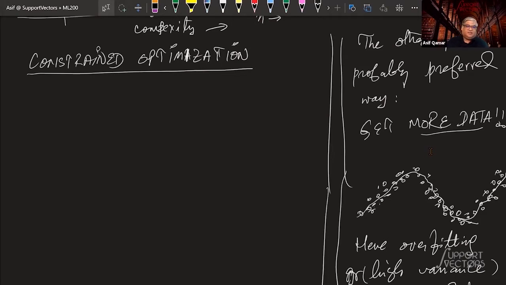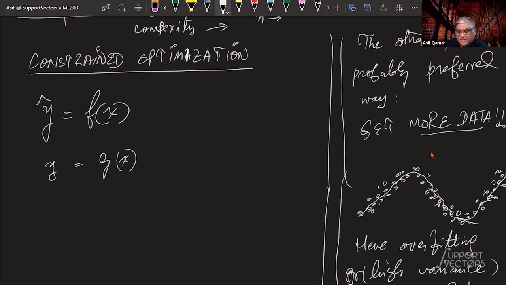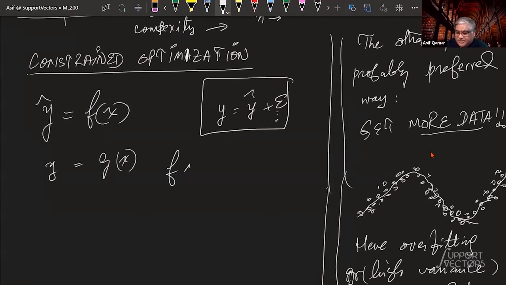So how do we do that? Let us go back to the basics. Suppose you have a function y. Let's write down what we wrote before. We are trying to find a function y hat, which is a function of x. And you know the ground truth, y is actually a function g(x). So you know that y is basically y hat plus some irreducible errors that get made in your model. And your pursuit is to find an f(x) that approximates the ground truth. This is our ground truth.